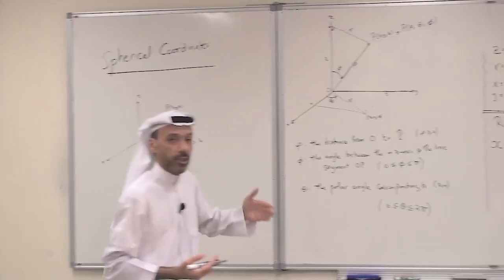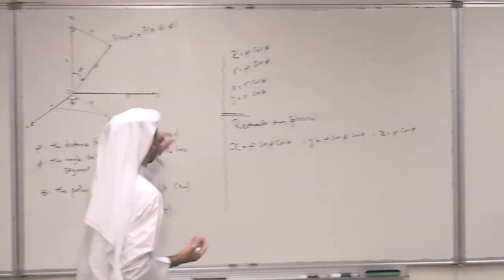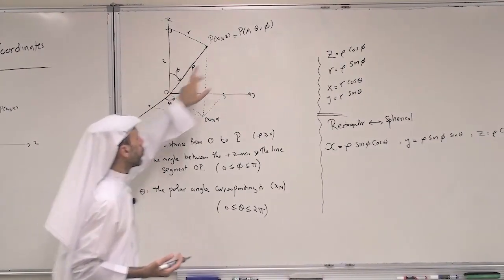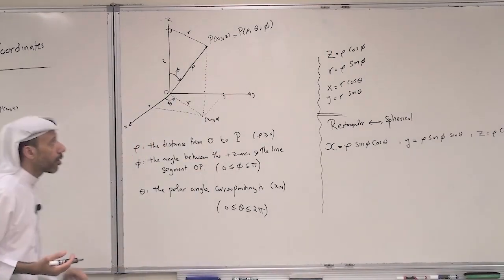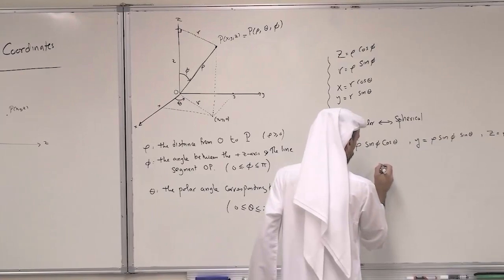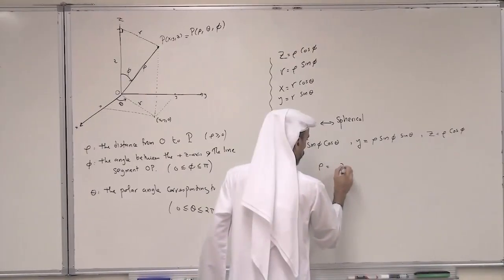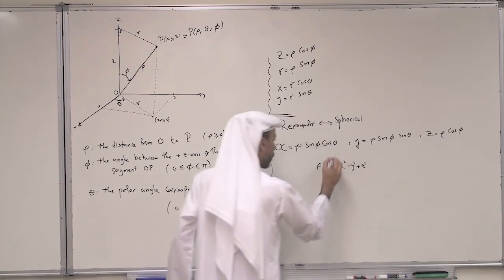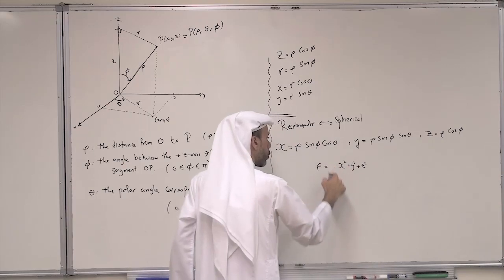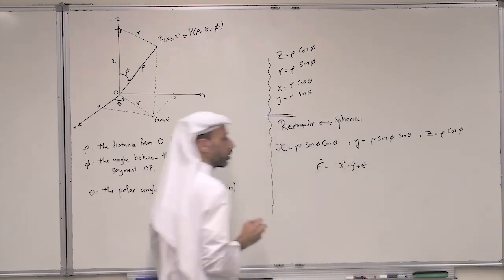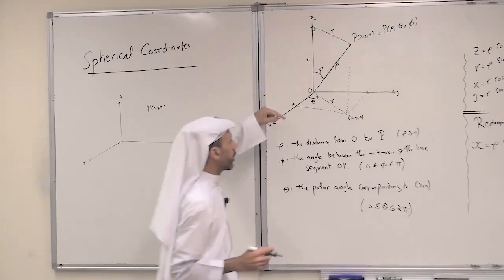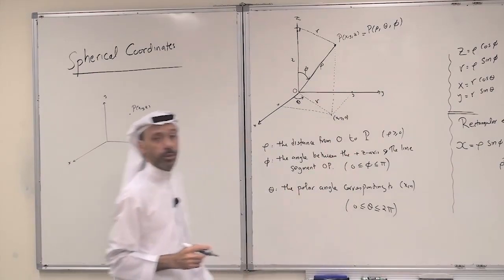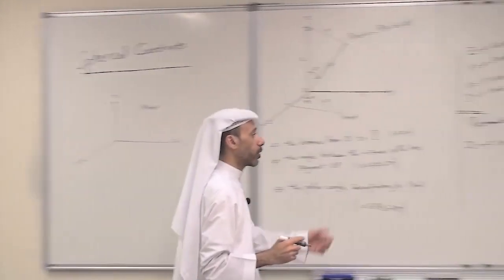We have one more relation, which follows from the definition of rho. Rho is the distance from the origin to the point x, y, z. What is the distance in that case? Rho equals the square root of x squared plus y squared plus z squared. If you square it, I get rho squared. So just finding the distance from the origin to the point x, y, z, I get rho. But this is the fourth relation.